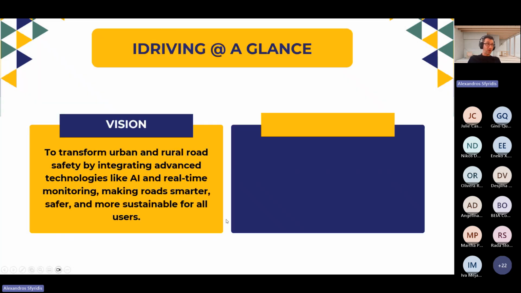So essentially, what is the vision? The vision is to contribute towards making roads safer and smarter through the utilization of real-time data and advanced technologies, and overall focusing on transforming the road network.